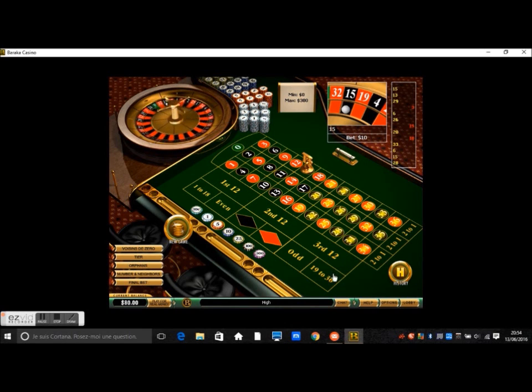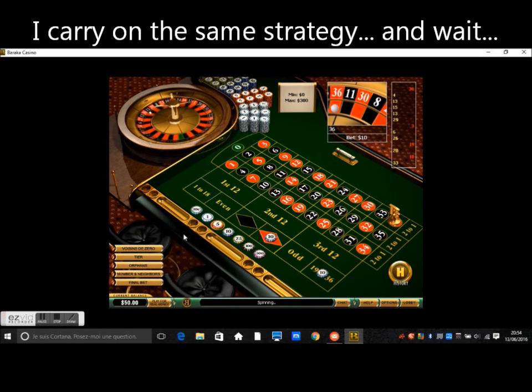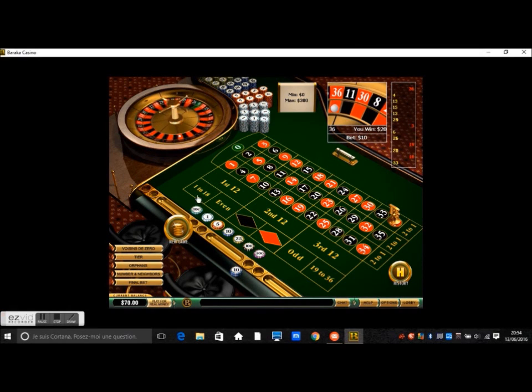But based on theoretical odds for this betting strategy, I have low chances of ending up with a total loss, and I will wait for, as I told you before, the series of lucky winning spins. So let's carry on the game. I am on the same strategy. I do not change anything, no bets doubling, no extra betting, no betting amount variations, and it should be okay.